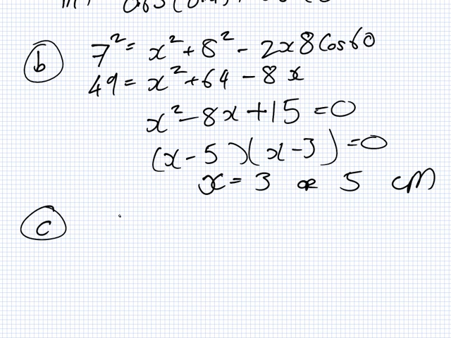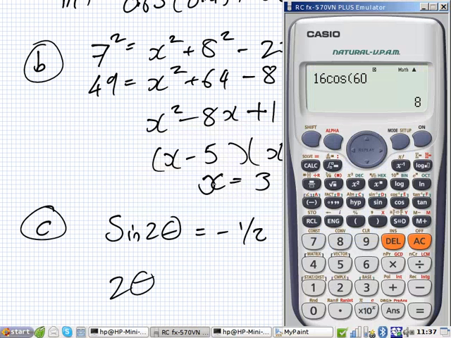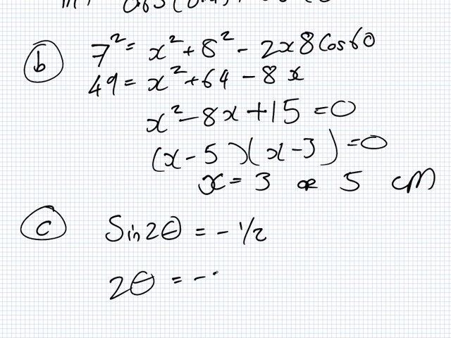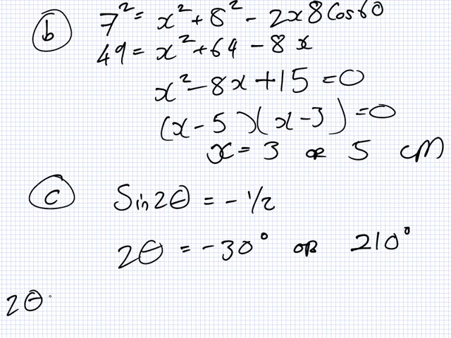Solve sine 2 theta equals minus 1/2. So that means 2 theta is sine inverse of minus 1/2, which is minus 30. How do you get the second answer for sine? It's 180 minus the first answer, so that is 210. How many answers should I have, though? I should have 4 answers. How do I get the next 2 answers? By adding 360.